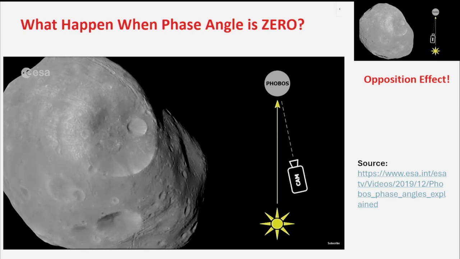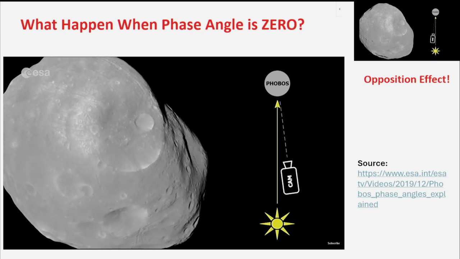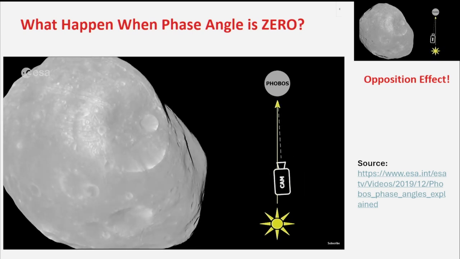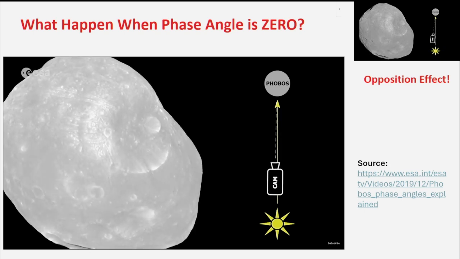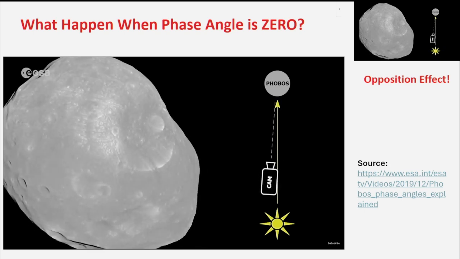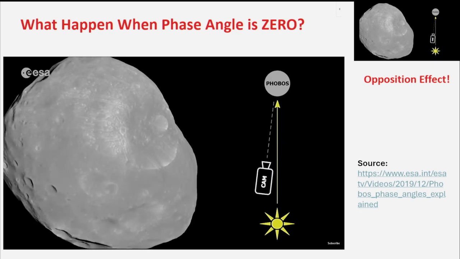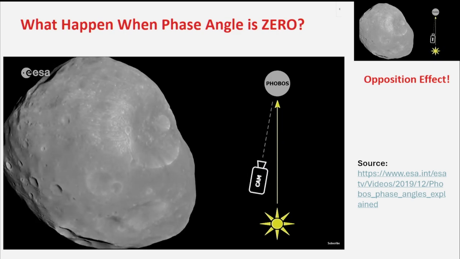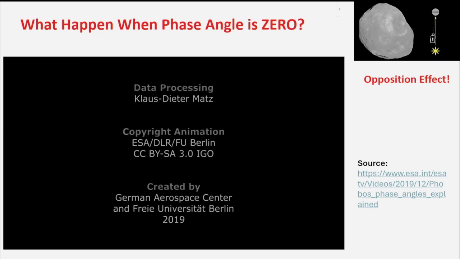So you can see the asteroid is slowly coming closer. The phase angle is slowly becoming smaller. And you can see that there was a huge surge in the brightness as it came right at the zero phase angle. And you can see as the phase angle is becoming bigger again, the asteroid starts to become dimmer.